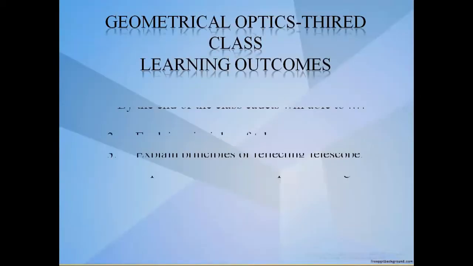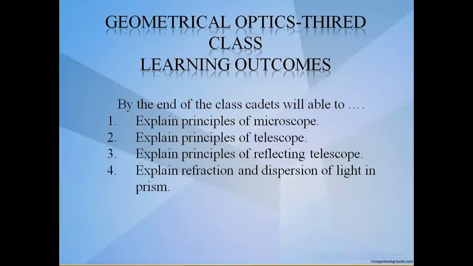And the learning outcomes of today's class are: after the end of today's class, you must be able to, number one, explain the principle of the microscope, number two, explain the principle of the telescope, number three, explain the principle of the reflection telescope, and number four, the last one, explain refraction and dispersion of light in a prism.